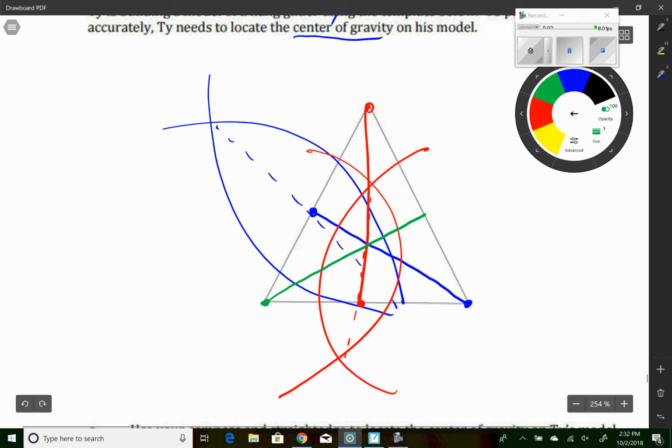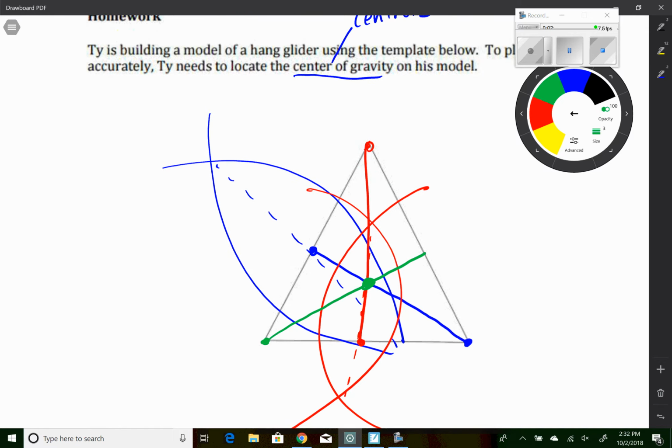Again, use a straight edge here. This point I'm drawing dark in the middle in green, that is the center of gravity. That winds up being the centroid. Okay? I'll even label it point A. So I can say A is the center of gravity.